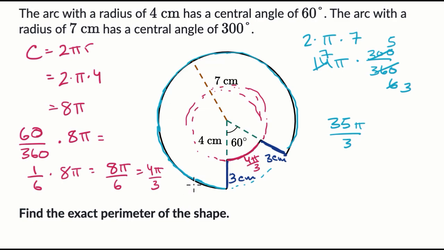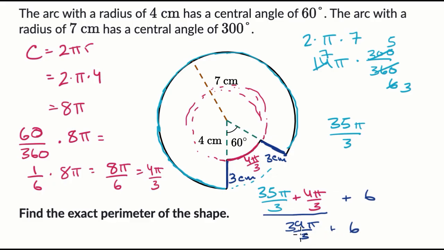And so if we want to find the perimeter of everything we're talking about, we want to take this 35 pi over 3. That's this whole part over here. We want to add that to the 4 pi over 3. So plus 4 pi over 3. And then plus these 3 centimeters. So if we add those two, we'll just get 6. And so 35 pi over 3 plus 4 pi over 3 is going to get us 39 pi over 3 plus 6. Well, what's 39 divided by 3? It's 13. So this is all going to be equal to 13 pi plus 6. That is the exact perimeter of the shape in centimeters. 13 pi plus 6 centimeters.